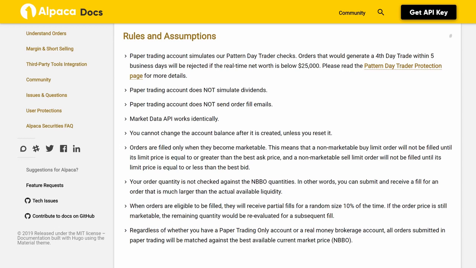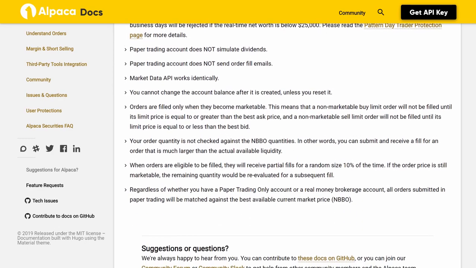Orders are filled only when they become marketable. This means that a non-marketable buy limit order will not be filled until its limit price is equal to or greater than the best ask price. And a non-marketable sell limit order will not be filled until its limit price is equal to or less than the best bid. Your order quantity is not checked against the NBBO quantities.